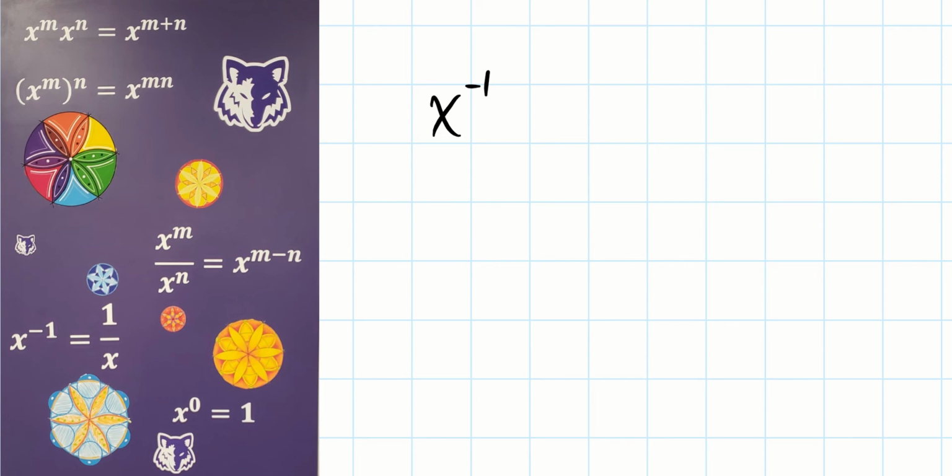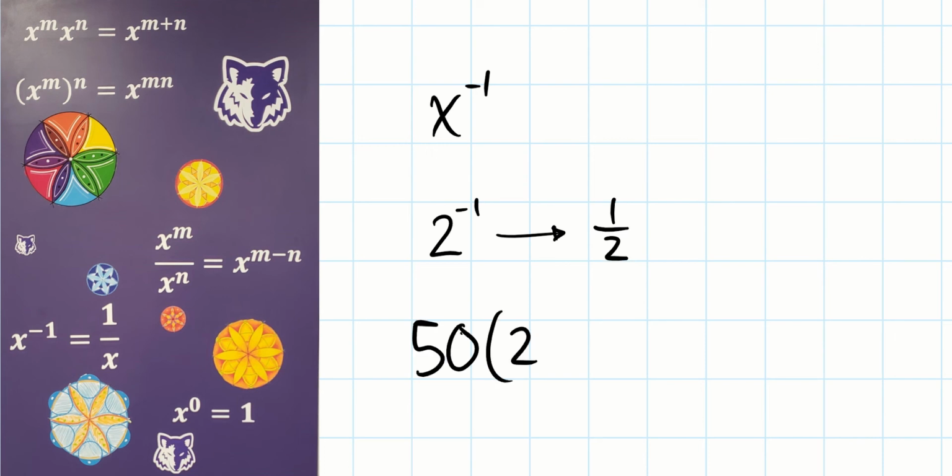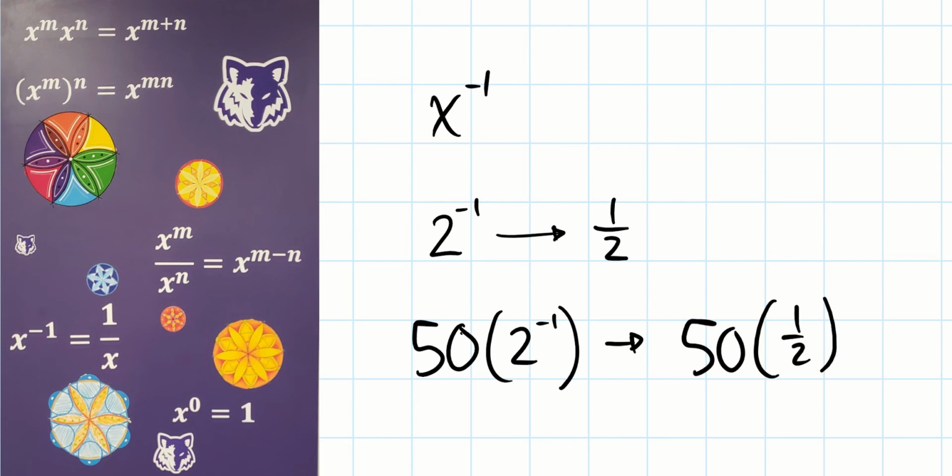If I have 2 to the negative 1 power, this is equivalent to 1 half. So if I had, for example, the number 50 and I multiplied it by 2 to the negative 1 power, this is the same as me taking 50 and multiplying it by 1 half, and I would get the value 25. You can verify this on your scientific calculator, and it's good practice to look at and think about that.